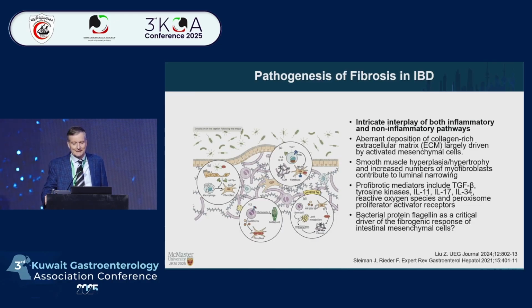Some interesting papers recently, one identifying the bacterial flagellin as a potential antigen driving the fibrogenic response of patients with Crohn's disease, and just even more recently, a wonderful paper from Florian Rieder in animal models suggesting that the creeping fat in the mesentery may be driving stricture formation through fatty acids, and I think that's a whole other avenue of potential therapy that will be pursued.